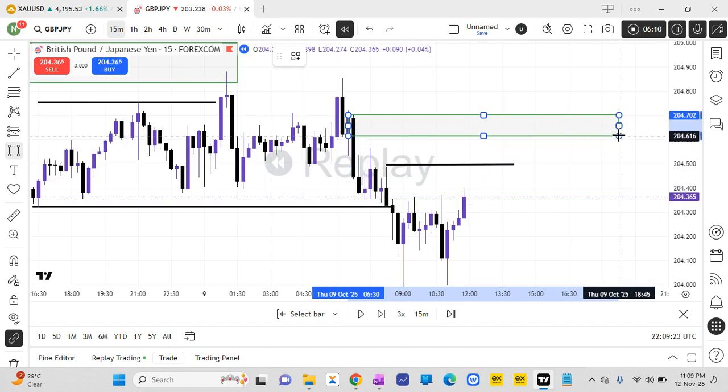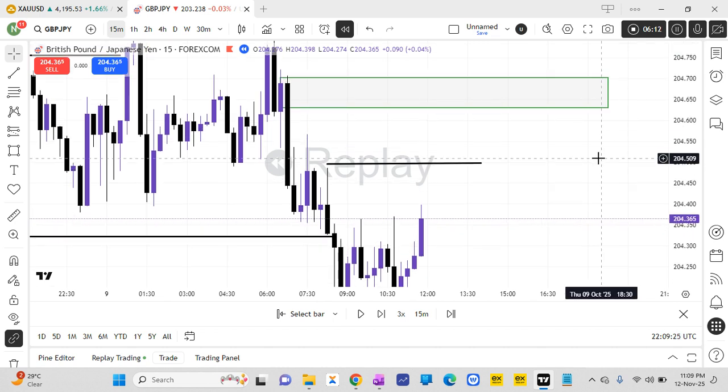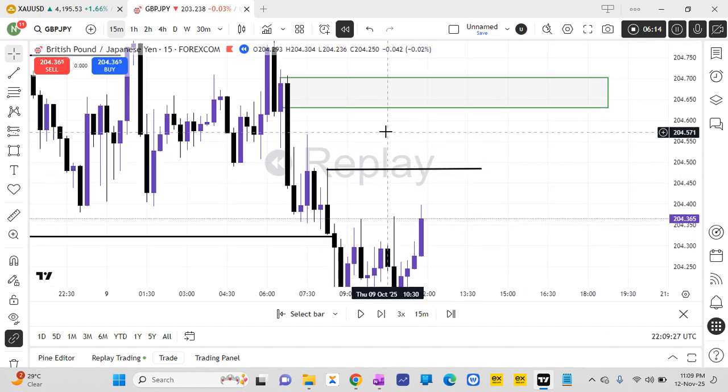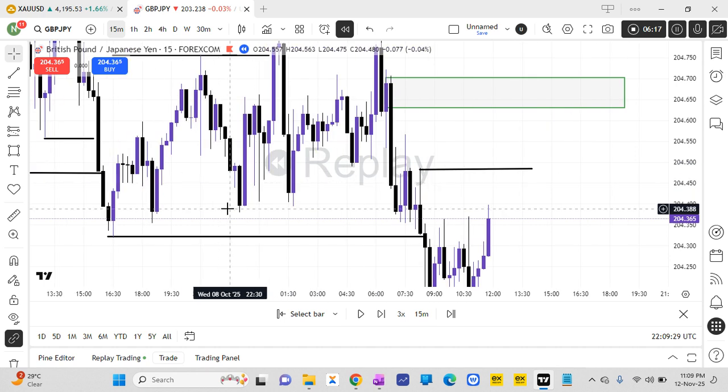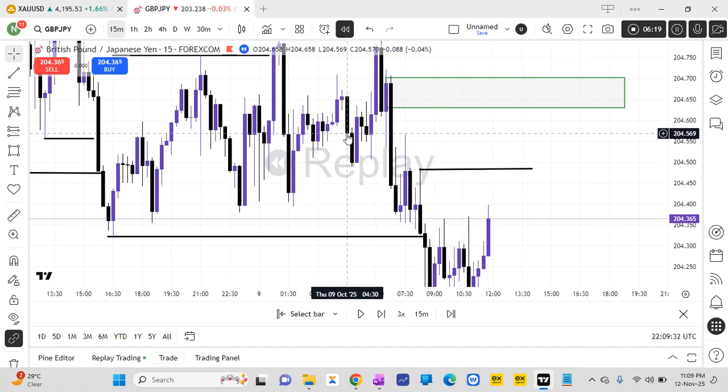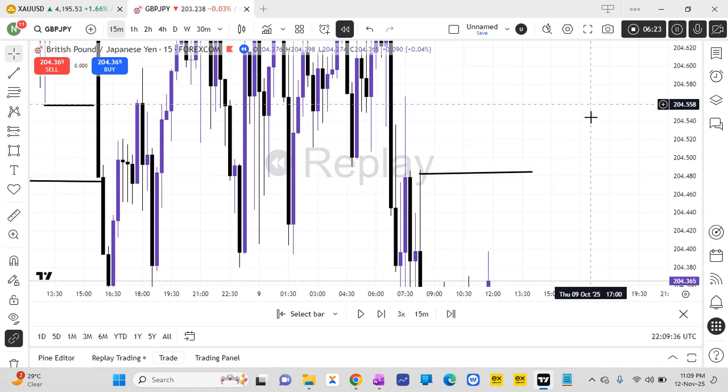Why I'm not considering this breaker here: ideally, this is what I should have considered. But if you notice, after the break of structure, the market tested the breaker. So I'm not, let me see.